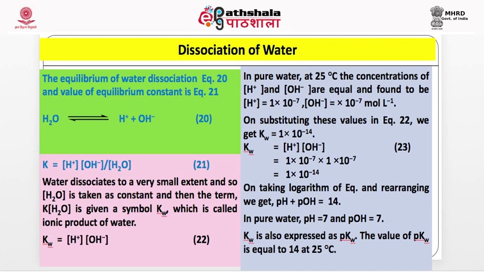If we take log of this, we will get log Kw equal to log [H+] plus log [OH-]. If we put Kw equal to 10 to the power minus 14, this will be minus 14 equal to log [H+] plus log [OH-]. Minus 14 equal to minus (minus log [H+]) minus (minus log [OH-]). Writing minus log [H+] equal to pH and minus log [OH-] equal to pOH, it becomes pH plus pOH equal to 14. In pure water, they are equal to this.